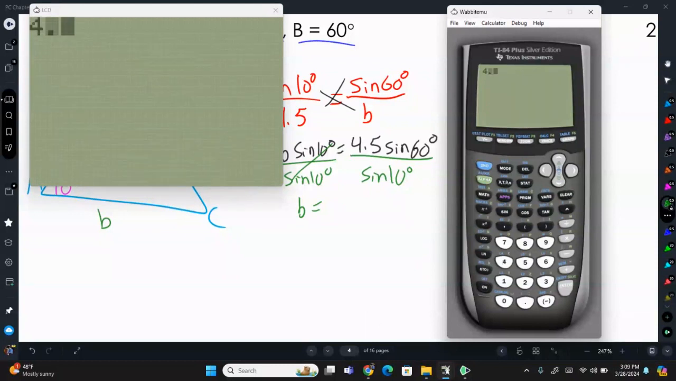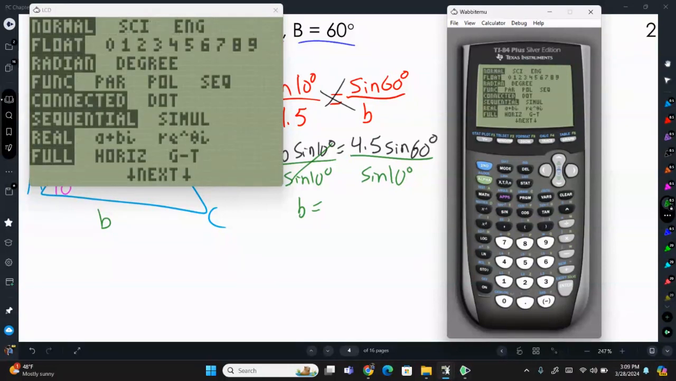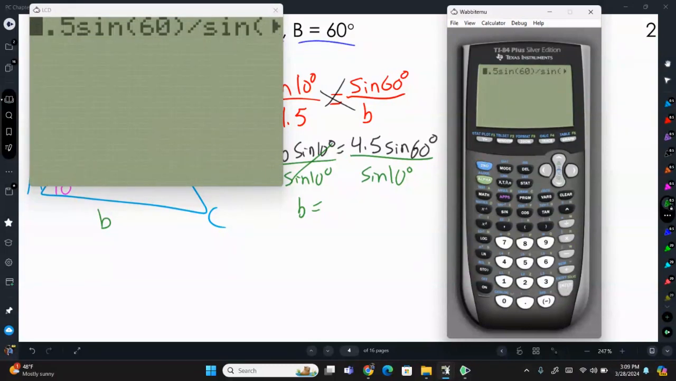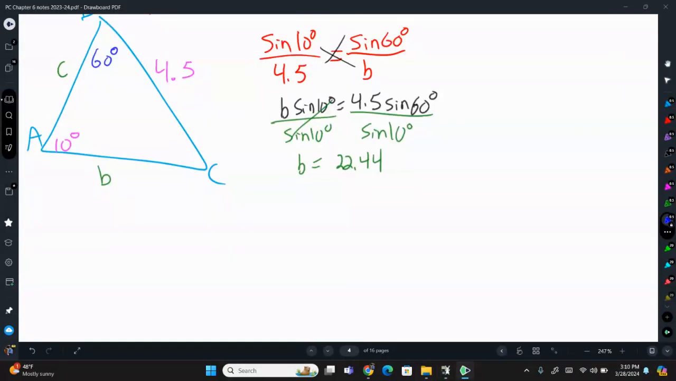So 4.5 times the sine of 60 degrees, close your parentheses, divided by sine of 10 degrees. Now I'm going to double check my mode. I'm probably in radian mode. Yep. We want to make sure we're in degree mode. Hit enter and we get 22.44.